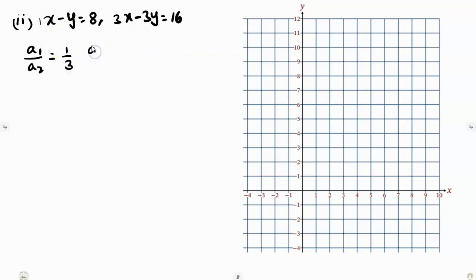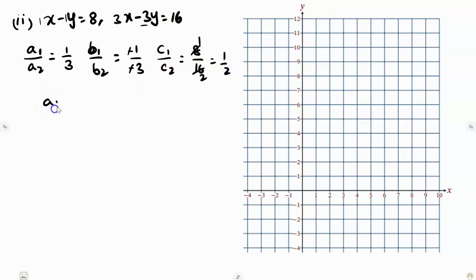Next b1 by b2, which is the ratio of coefficients of y. So here minus 1 by minus 3, which is equal to 1 by 3 only. So a1 by a2 is equal to b1 by b2. So let us find c1 by c2 also. c1 by c2 means the ratio of the constants. So 8 by 16, which is 1 by 2.